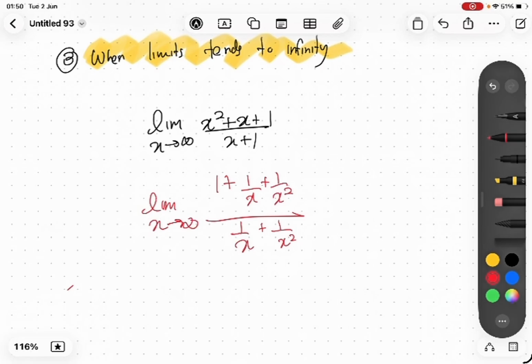The denominator 1 over x is also 0. This one also tends to 0. All the things tend to 0 when x tends to infinity. So this is 0, this becomes 0, 1 over 0, this tends to infinity. Clear? Right. So method number 4, method number 5 from the next video.